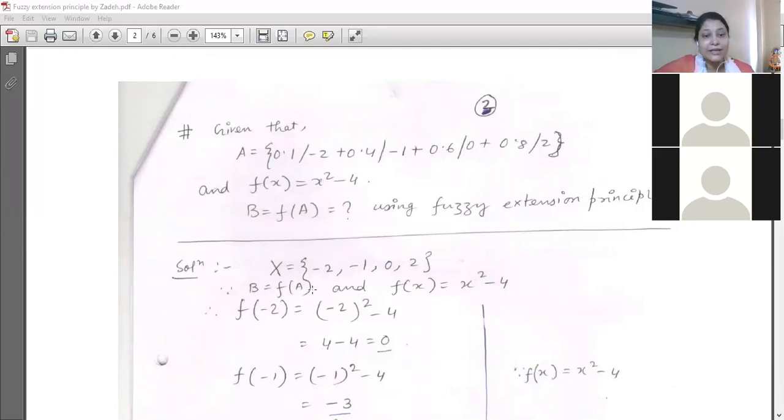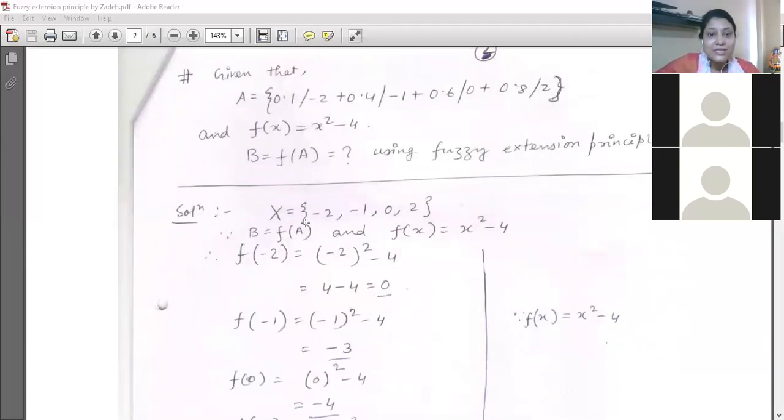So automatically, the linguistic variables that B is going to have also become functions of f(x). Here you can see that x is not given, so we are going to create the x set first. That is nothing but the linguistic variables x1, x2, x3, and x4, which are -2, -1, 0, and 2.